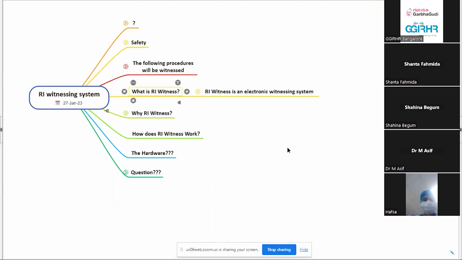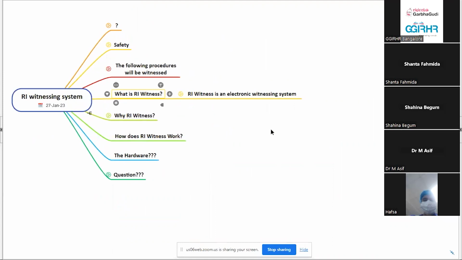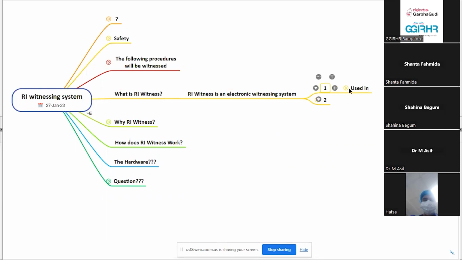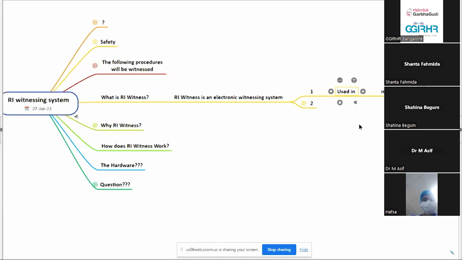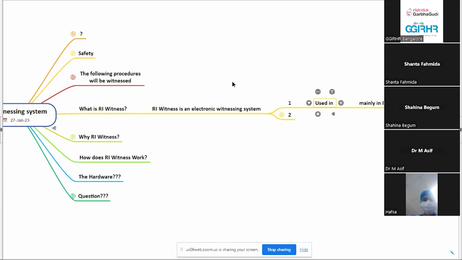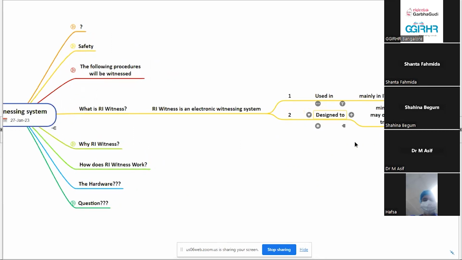What is the RI witnessing system? The RI witnessing system is an electronic witnessing system used in the IVF laboratory. And secondly, it is designed to minimize the errors that can occur during ART treatment. So mainly the mix up happens in ART treatment.